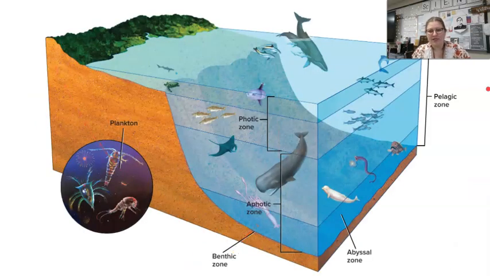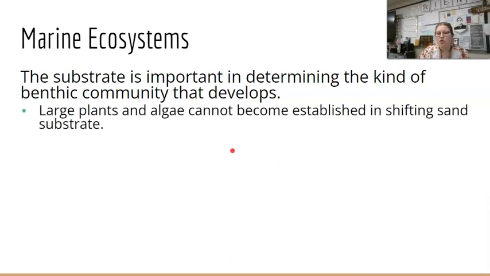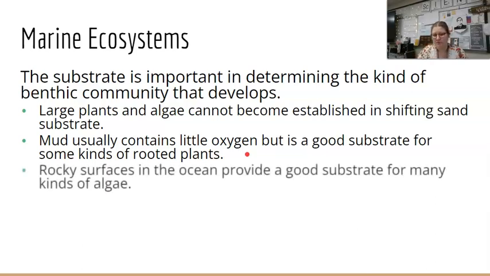All right, so here's just another one. The photic zone is where we get light. The pelagic zone is going to be that open ocean. Benthic, and then abyssal way down in the deep. Substrate is important in determining the kinds of benthic community that develops. Large plants and algae cannot become established in shifting sand substrate. They need something a little more stable. Mud usually contains little oxygen, but it's a good substrate for some kinds of rooted plants because it's going to be more stable than that sand that's shifting around.